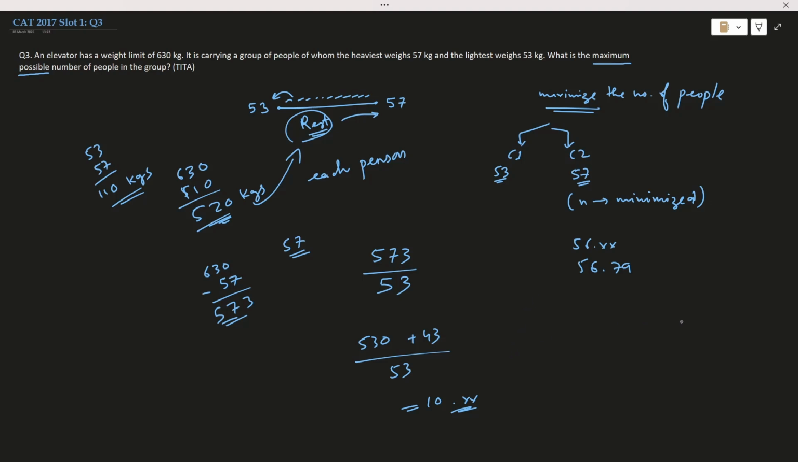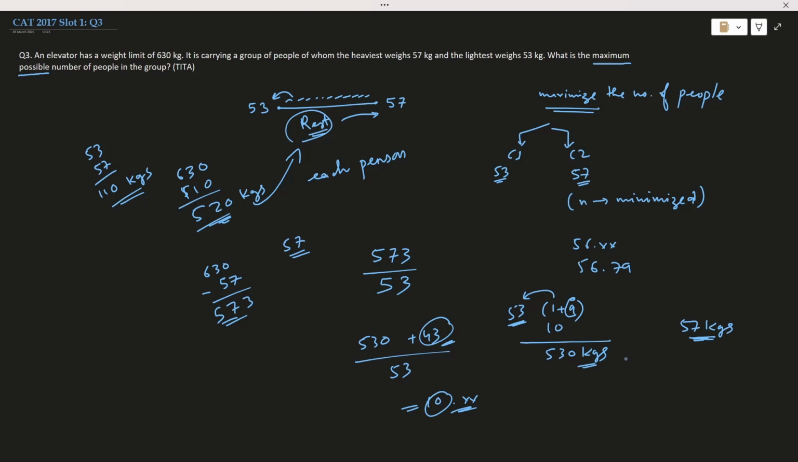I already have the heaviest one, which is 57 kg. Okay, and now I have these 10 people whose weights are 530 kgs, the lightest being 53, and I will be left with 43 kgs, and I can distribute this 43 kgs among the remaining 9, right? 1 plus 9, where 1 is this 53 kg, and I will distribute the 43 kgs among these 9 people, such that the lightest will still remain 53 and the maximum will still remain 57.